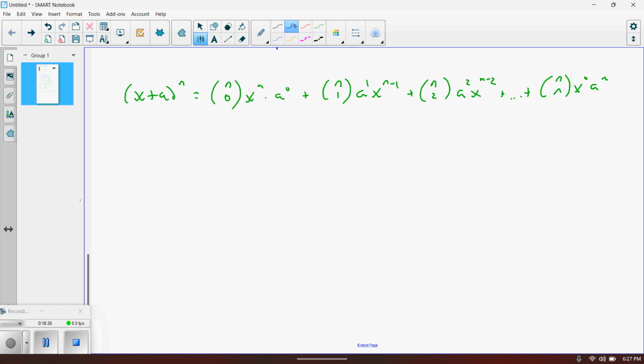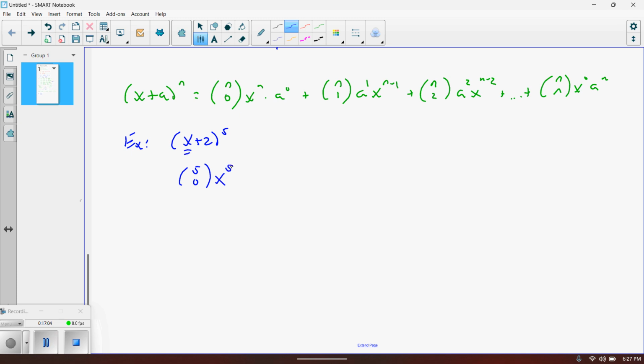We want to expand x plus 2 to the 5th power. So x plus 2 to the 5th power would be 5 taken 0 ways. So you always start off with the nth power and then taken 0 ways. So that would be x to the 5th, because that's your first term over here. We start off with the x.